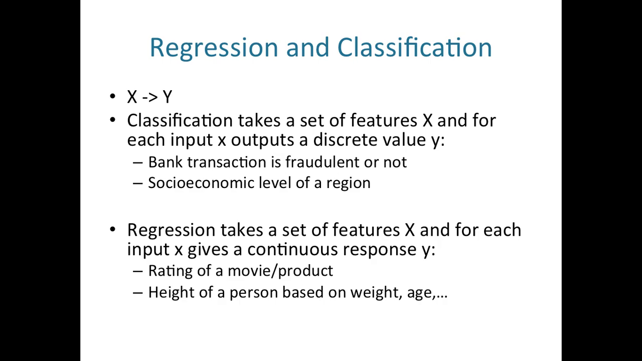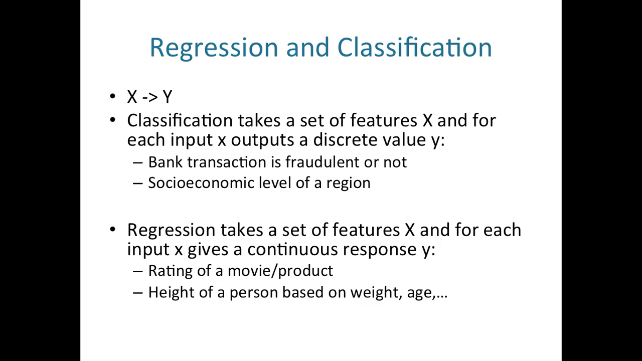For example, imagine that we are talking about the height of a person. Can we determine the height of a person based on things like age or weight? Height is going to be a continuous value, okay? That's going to be a regression. The rating, imagine that we can rate giving any number from 1 to 5, but any number is acceptable as a rating. That would also be a regression.